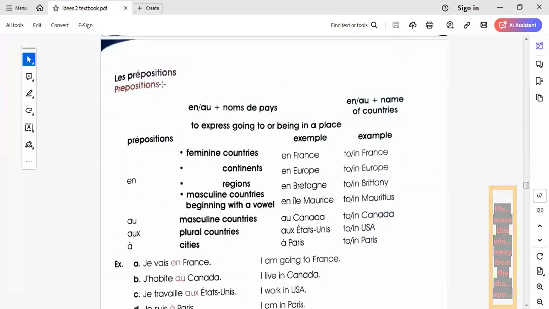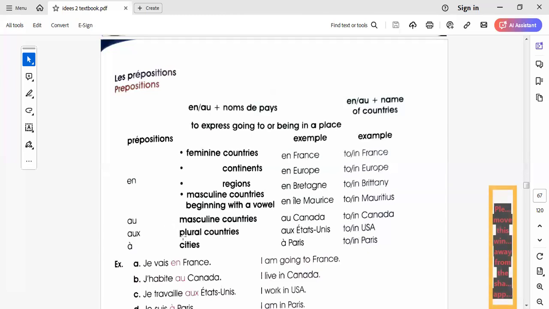Now, les prépositions. Earlier we have learned prepositions, and these are les prépositions de lieu, the prepositions of place. So how do we do this? Let's see. These prepositions express going to or being in a place. For this, we have en, for feminine countries, continents, and regions. And if a masculine country begins with a vowel, we also have en. En France, en Europe, en Bretagne, en Île Maurice. So we have en with all.